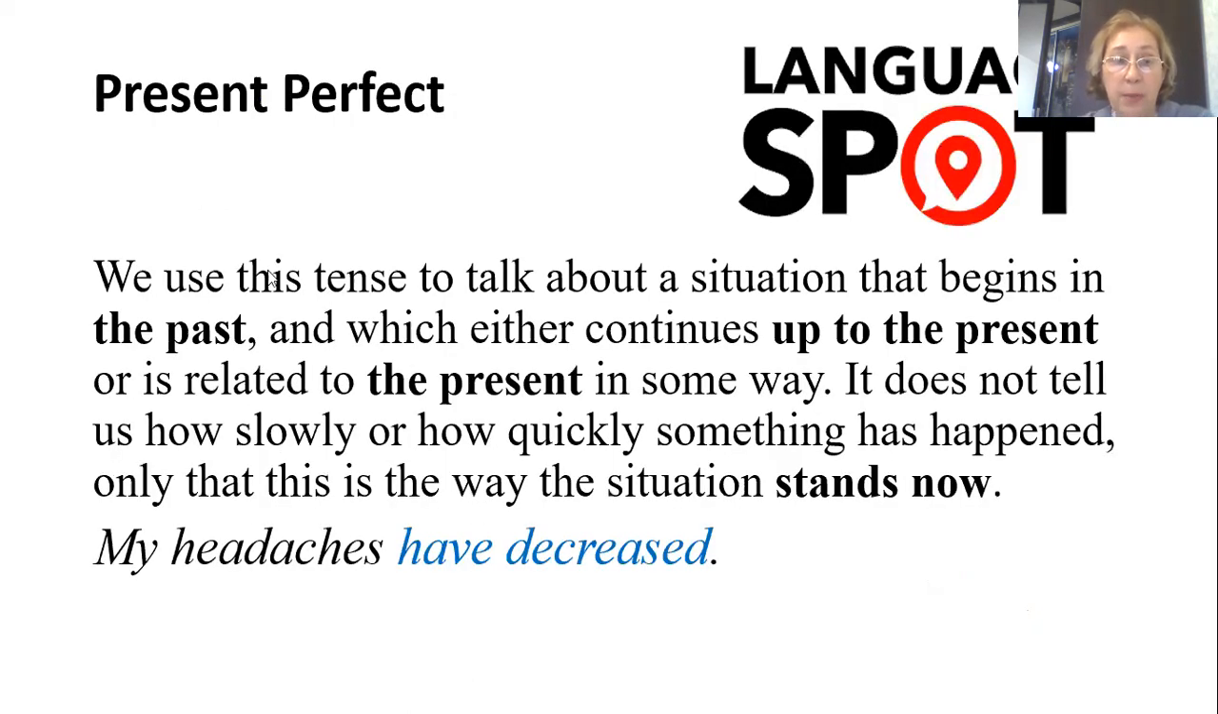And the present perfect, we use this tense to talk about a situation that begins in the past and which either continues up to the present or is related to the present in some way. It does not tell us how slowly or how quickly something has happened, only that this is the way the situation stands now. My headaches have decreased. So I mean that the decreasing started in the past, and now it's better.